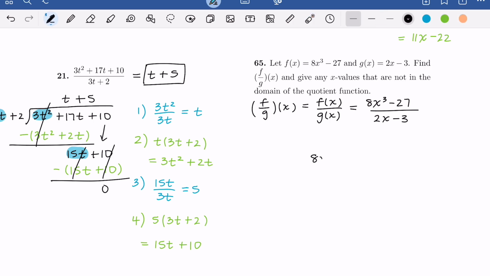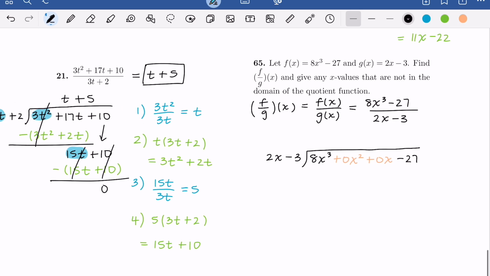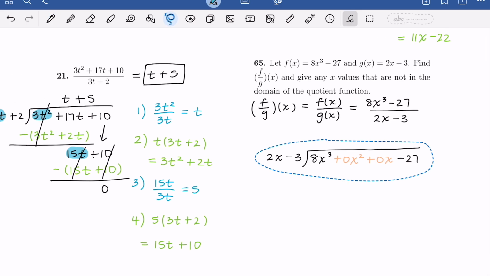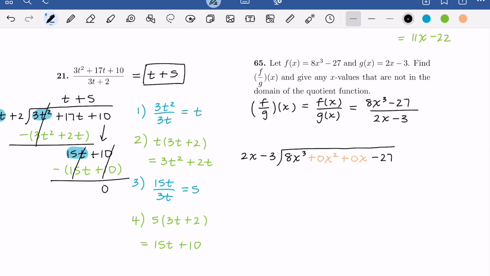So we're going to have 8x cubed plus 0x squared plus, sorry, this should be plus 0x minus 27. Okay, so these are our two placeholders here so that it's easy to subtract out our result. And we're dividing this by 2x minus 3. So let's repeat the process that we've seen in the last two examples. Let's move this over so we have enough room.